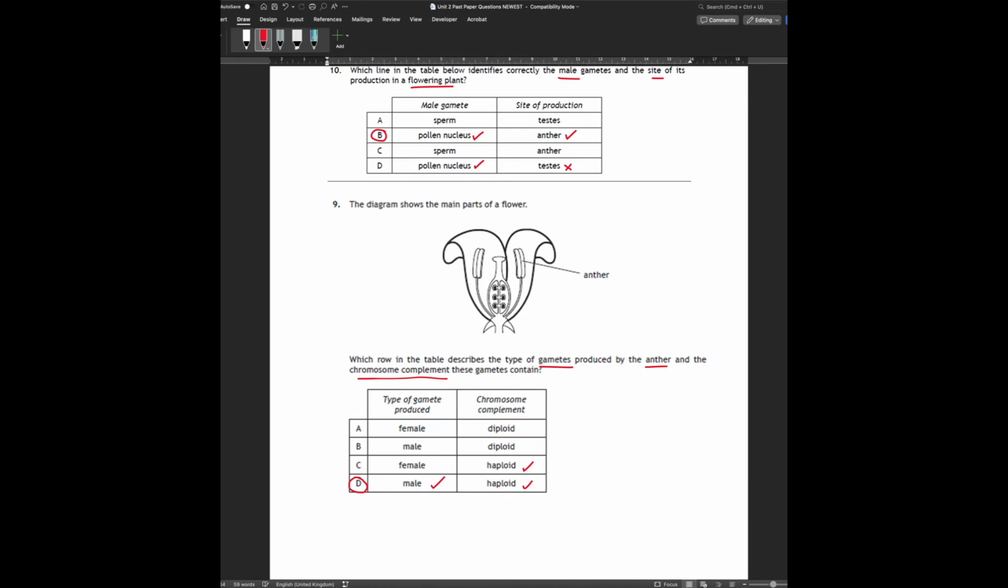If you know that the anther produces pollen, which is the male gamete, then this question becomes extremely easy. Reproduction is a topic that students tend to score well on, so in order to make sure you're up to the same level as all the other students, you need to make sure you know all of the reproductive parts within a flowering plant.